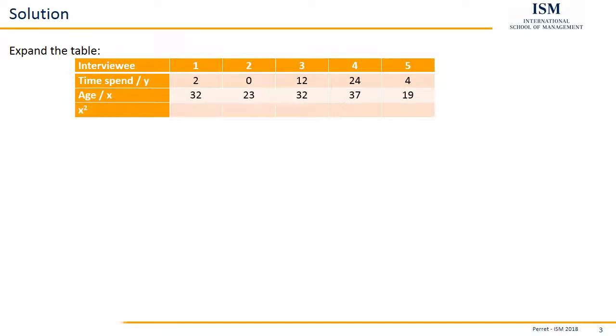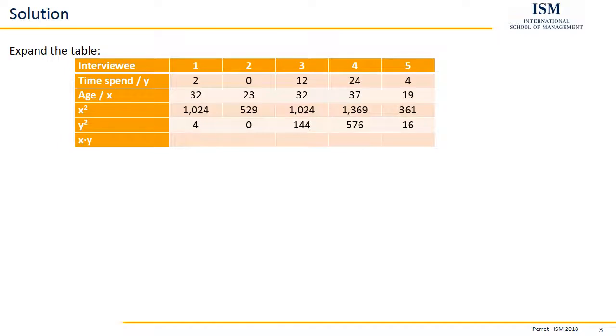In the first row, we add the squared x variables, so we go 32 squared, 23 squared, 32 squared, 37 squared, and 19 squared. Then we do the same thing for y. Here we have 4, 0, 144, 576, and 16. And finally, we add x times y. So we have 64, 0, 384, 888, and 76.